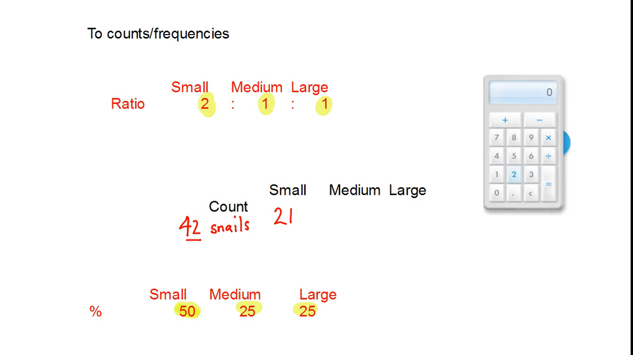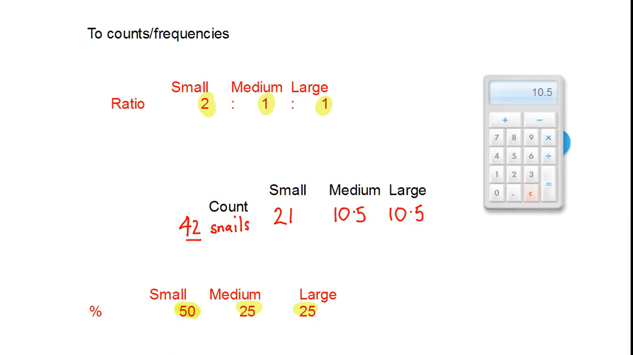To get a quarter of 42, well, 42 divided by 4 equals 10.5, or alternatively 42 times 25 divided by 100 equals 10.5. So we expect 10.5 medium snails and 10.5 large snails.